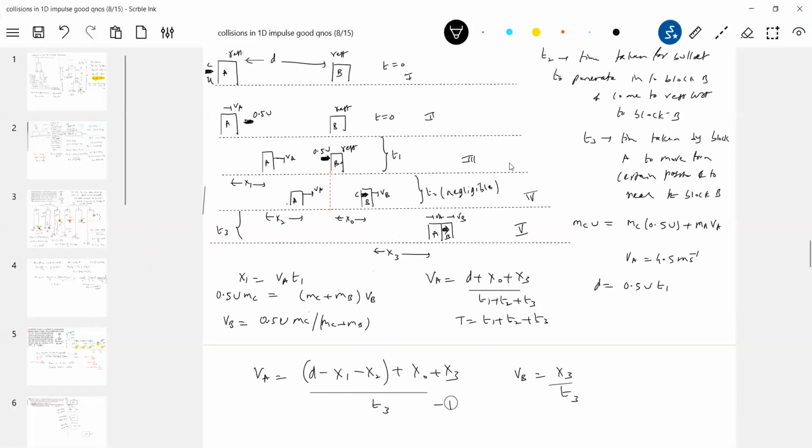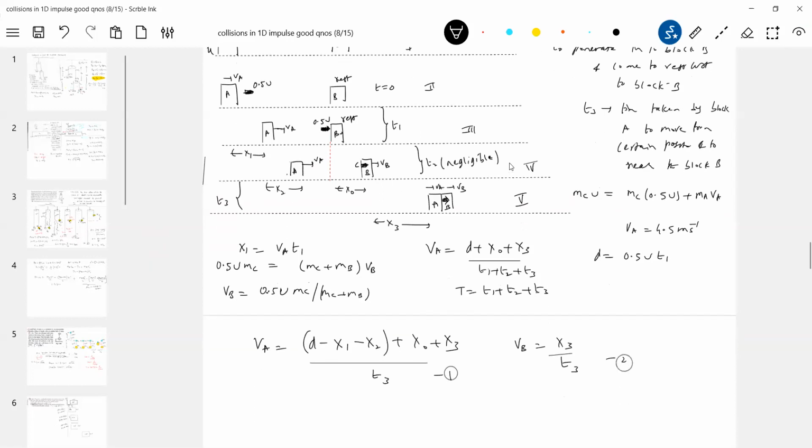So let's equate these two, equating 1 and 2. We know VA, VB. We know D, and we know X1 also. So what unknown things are left over now? X2, X0, and X3. So equating 1 and 2, this should be equal to D minus x3 by VA is equal to x3 by VB. Call it equation 3.